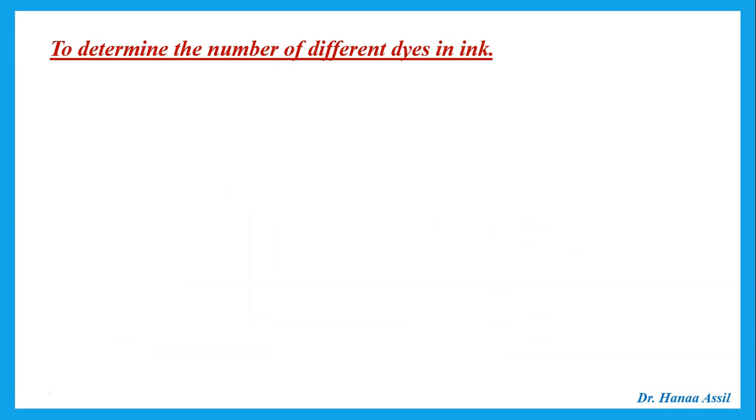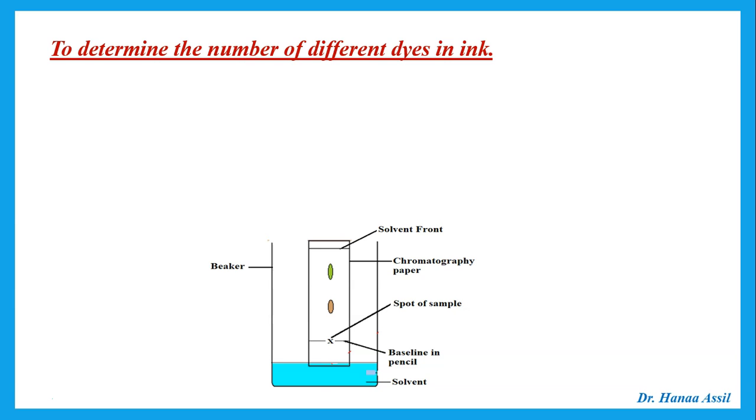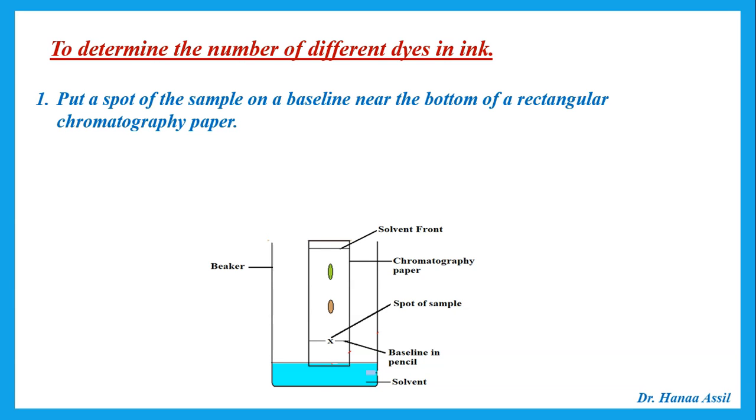So if I have a certain sample of ink or a certain sample of dye, then I want to know how many different colors. So I can put the spot of the sample. So the first thing, if the question says describe what you're doing, then we say put a spot of the sample on a baseline. If you see, there is a line that we drew near the bottom of the filter paper or the chromatography paper. This is called the baseline. And this is where I'm going to put a spot of my sample. So put a spot of the sample on a baseline near the bottom of a rectangular chromatography paper.